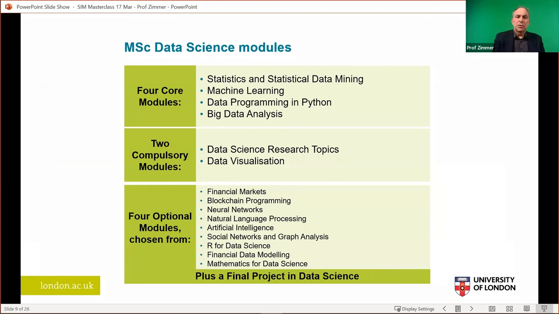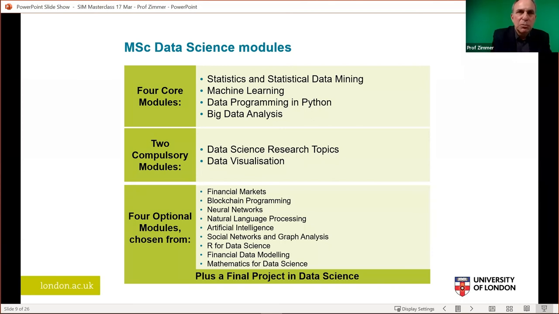Okay, so these are the modules. I'll just talk a little bit about some of them. The core modules are statistics and statistical data mining. That teaches you some statistics, obviously, but it also teaches you the techniques of how to get useful information from random data, from data that might look messy. So how you mine data that's useful to you from the data set. You use statistical techniques for that. You do some stuff about cleaning and things like that.